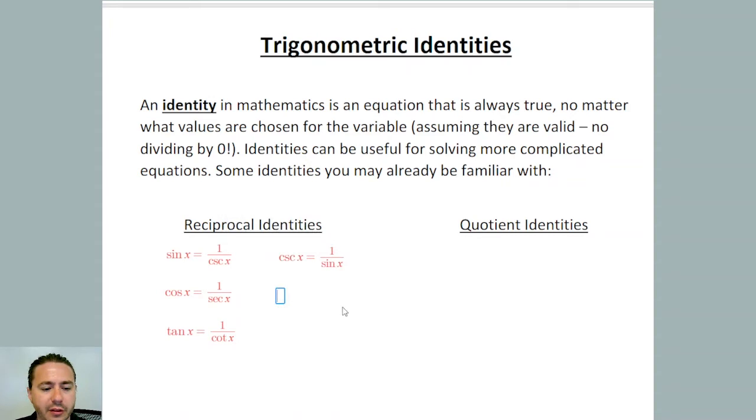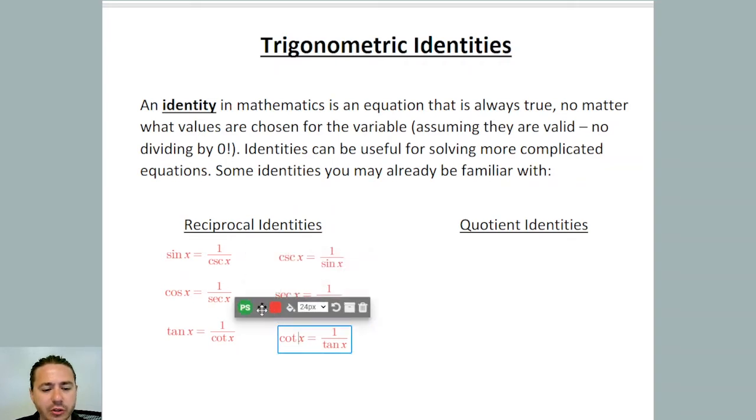I can also say that secant of x is equal to 1 over cosine of x. And finally, I can say that cotangent of x equals 1 over tangent of x. Oh, not s, x. Got to make sure we're consistent with those variables. So these are the six reciprocal identities.